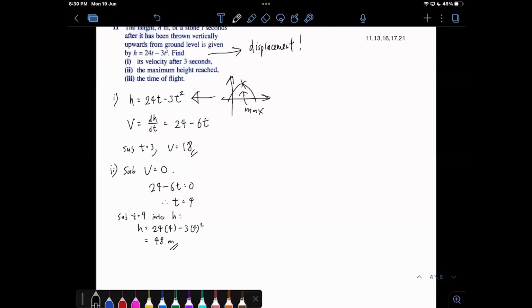Roughly, yeah, roughly. This one, the graph is not accurate. Okay, a little bit more accurate. It looks like this. It must intersect the origin. t equals 0 is one of the roots. But okay, that's not the main point. So let's move on to part 3 now. The time of flight.